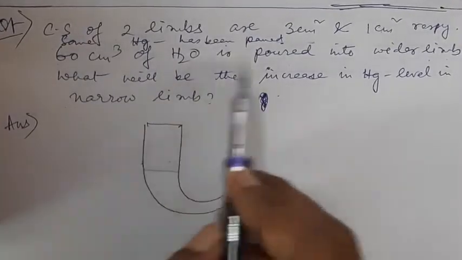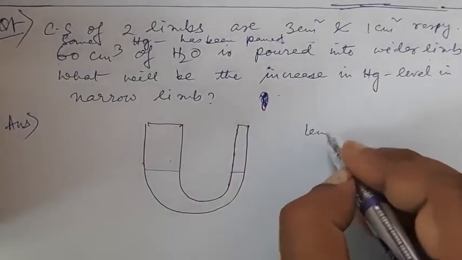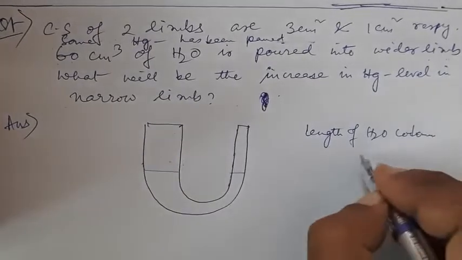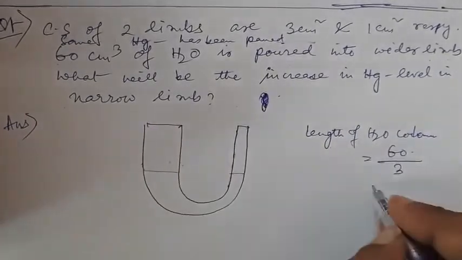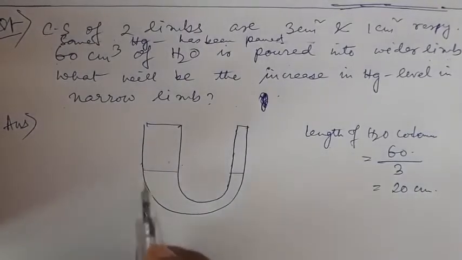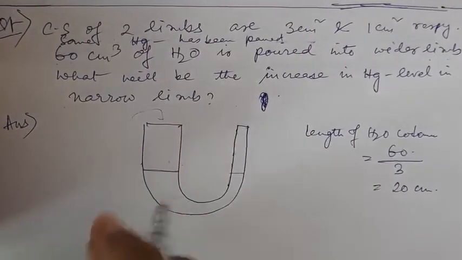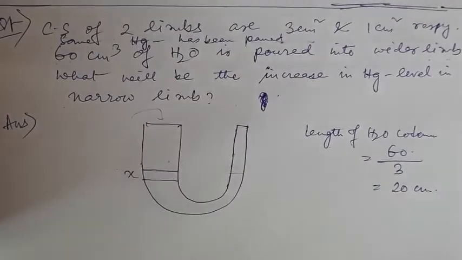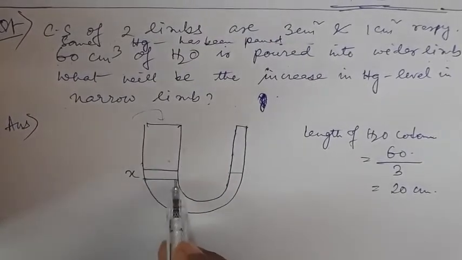Now 60 cubic centimeters of water is poured into the wider limb. So the length of the water column is equal to 60 centimeters by 3. 3 was the area of cross section, so 20 centimeters was the length of the liquid column poured. When the water was poured, the initial level of the mercury will fall downwards. Suppose the initial mercury level falls down through a distance of x.